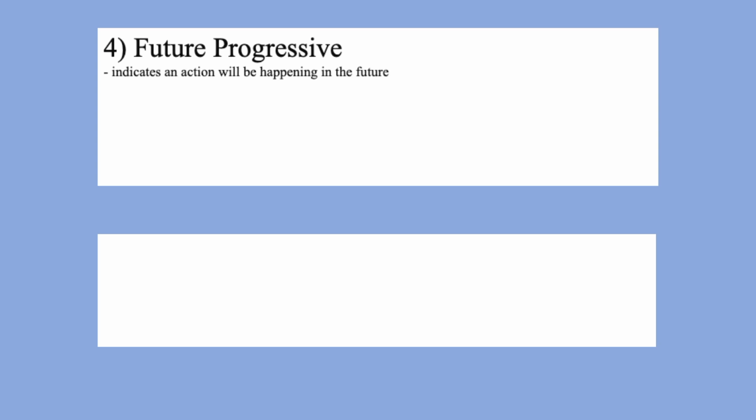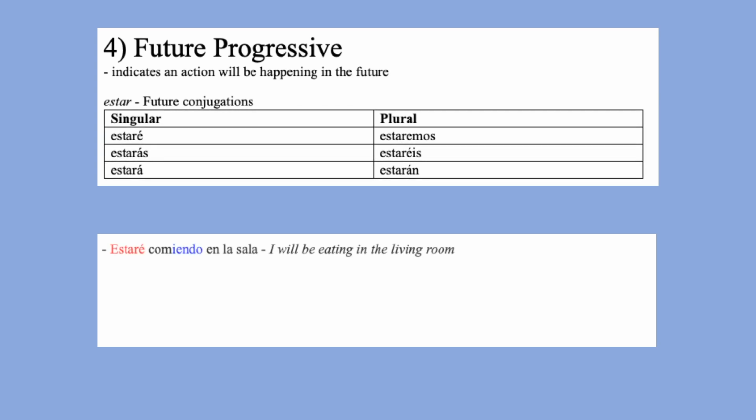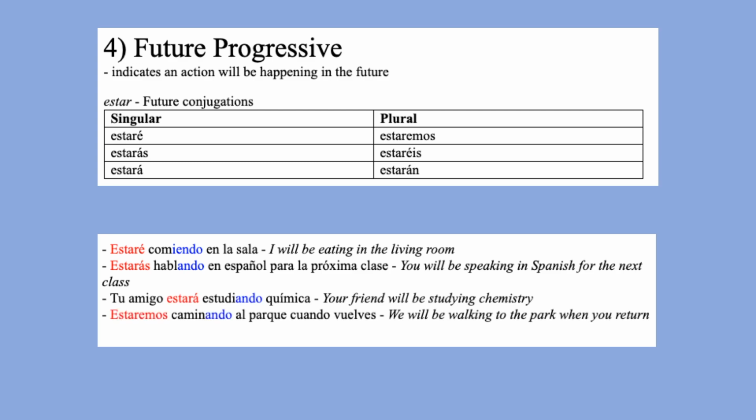The future progressive indicates an action will be happening. Estaré comiendo en la sala. Estarás hablando en español para la próxima clase. Tu amigo estará estudiando química. Estaremos caminando al parque cuando vuelves. Los estudiantes estarán escribiendo sus ensayos.